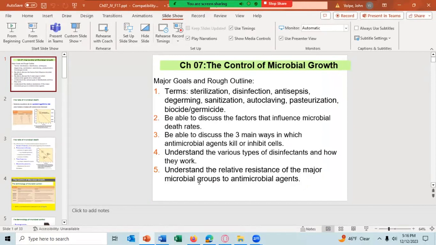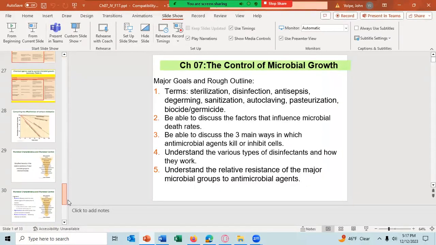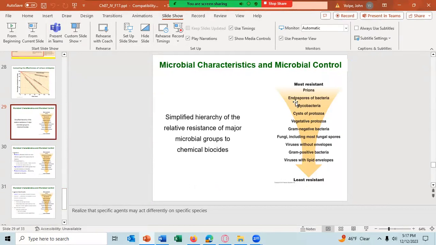So understand the relative resistance of the major microbial groups to antimicrobial agents. And that's the last 3 slides. Understand this hierarchy. Prions are the most difficult microbe to remove. To tell you the truth, we haven't quite figured out entirely how to remove prions, but you can incinerate them, and you can also treat them with proteinases. Endospores, very difficult to remove. There are only a few antimicrobial agents that do kill endospores. Mycobacteria, difficult to kill because of the mycolic acid in their cell walls. If you treat with a chemical agent that is water soluble, it's probably not going to affect the mycobacteria.